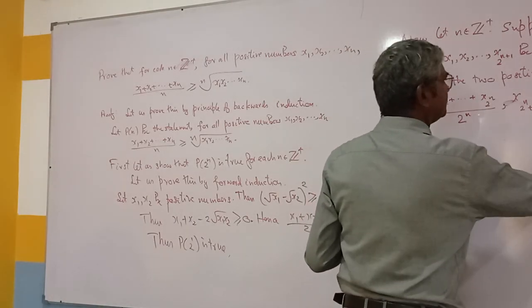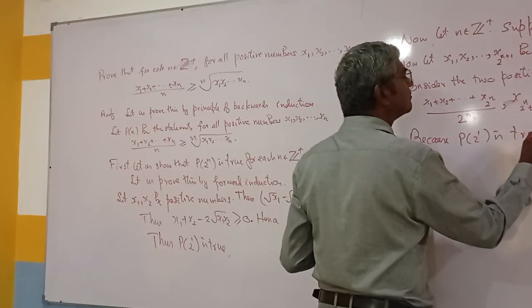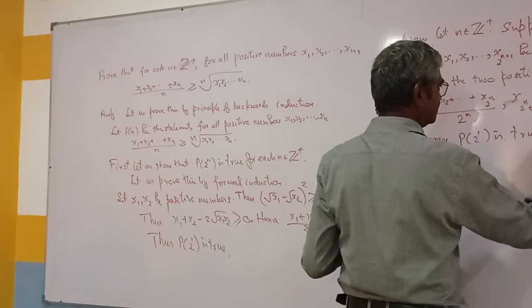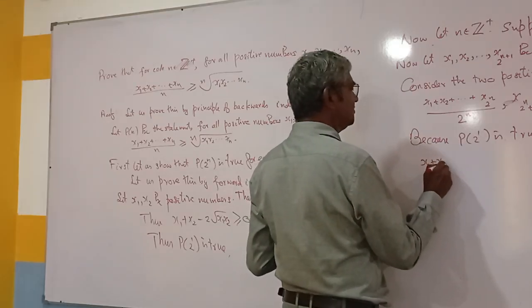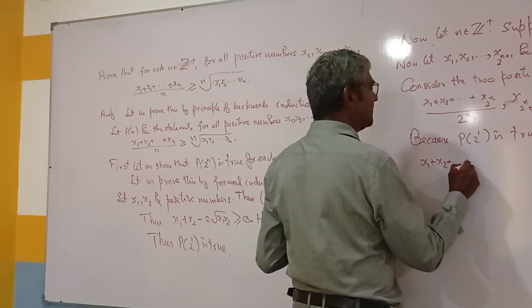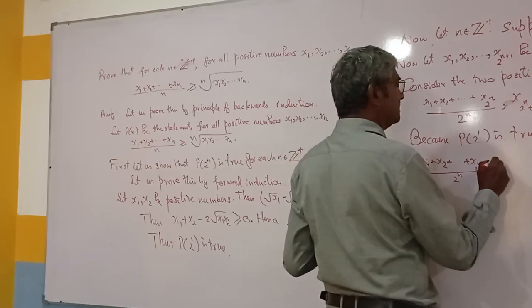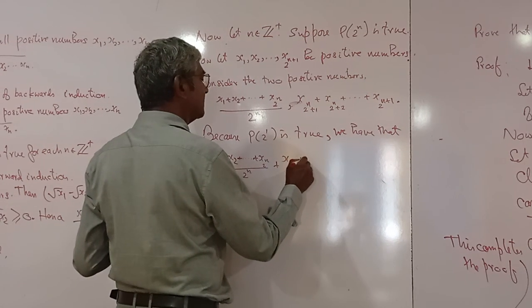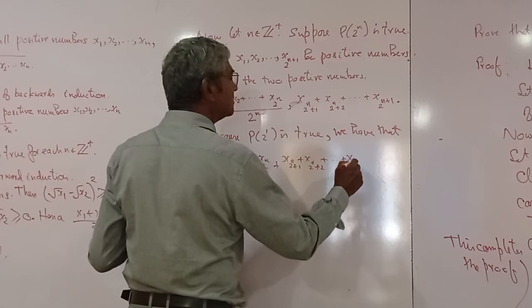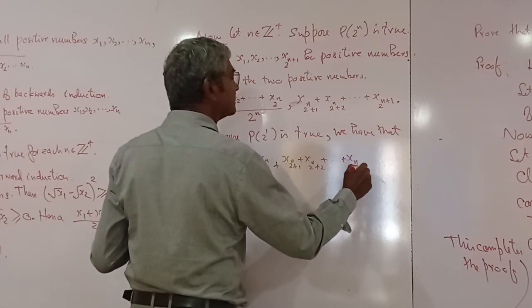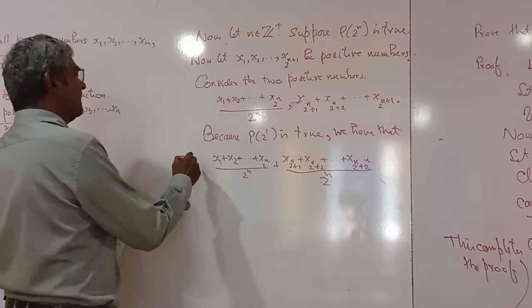Because P of 2 to the n is true, we have that x1 plus x2 plus and so on plus x of 2 to the n, divided by 2 to the n, plus x of 2 to the n plus 1 plus x of 2 to the n plus 2 and so on up to x of 2 to the n plus 2 to the n, divided by 2 to the n, all divided by 2. One half of this.